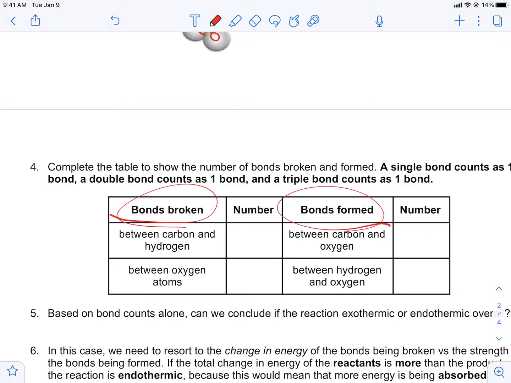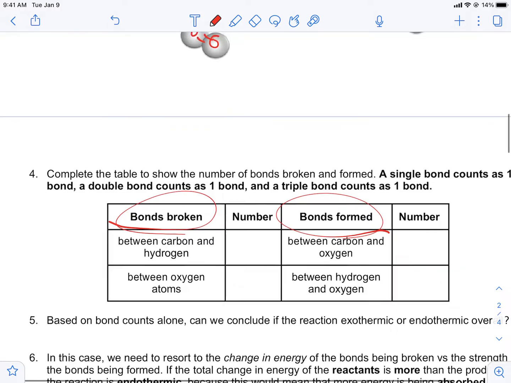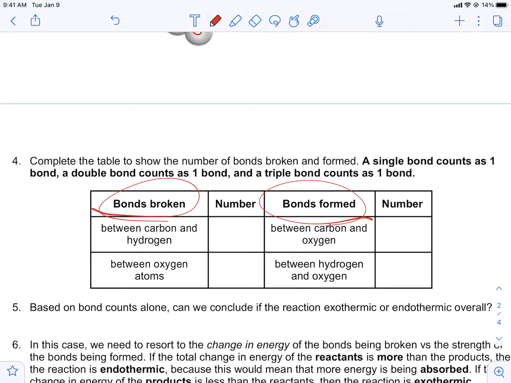Ideally, the number of bonds we're breaking and the bonds we're forming, we can count them. And if we have a greater number of bonds broken or bonds formed, we'll be able to figure out if it's exo or endo. So here's the gist. A single bond will count as one bond. A double bond counts as one bond, and so does a triple. They're just different types of bonds.